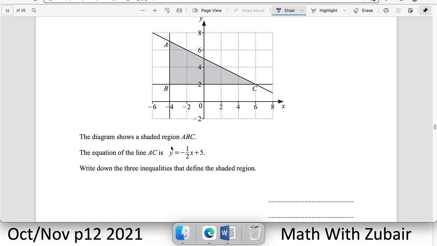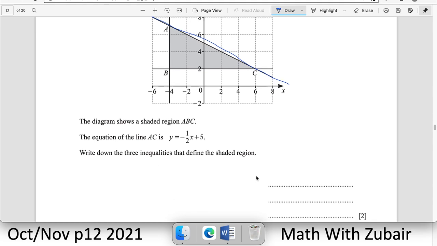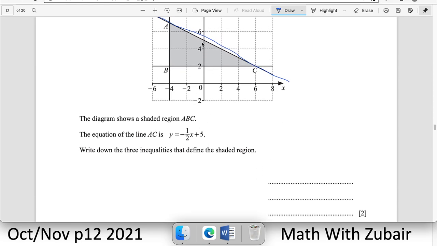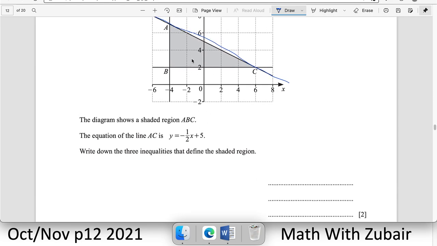The diagram shows the shaded region ABC. The equation of the line AC is already given. Write down the three inequalities that define the region. So the first equation is given, and this region lies below this line. So it is y is less than or equal to negative 1 by 2x plus 5.